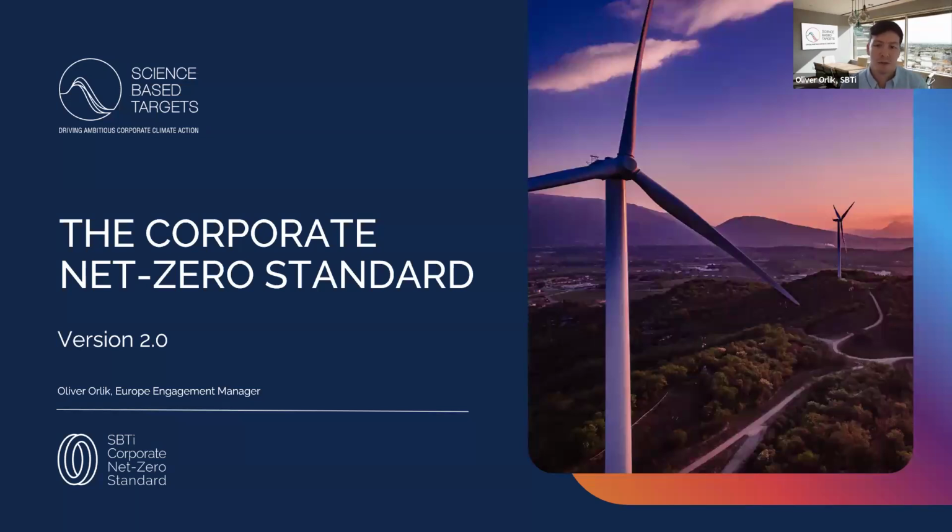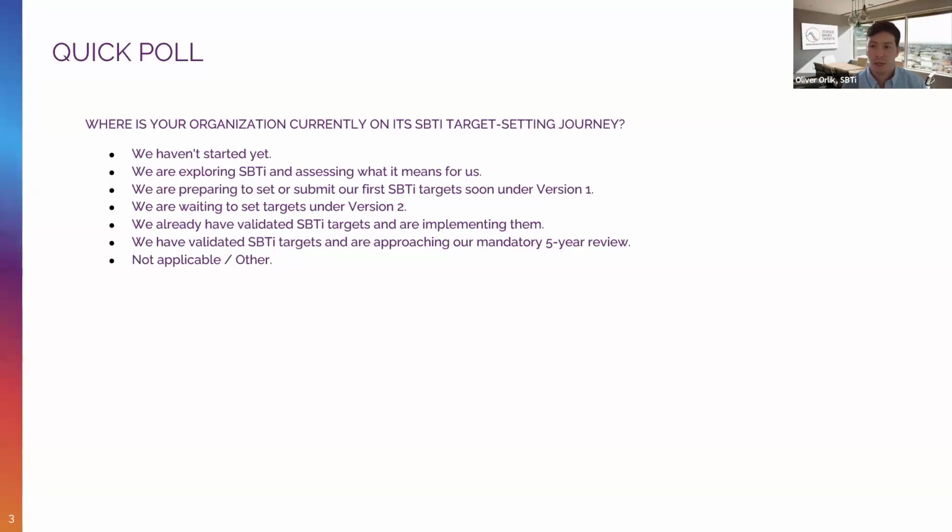And we've just launched the Corporate Net Zero Standard version 2 back in June. So that's the big conversation. And what I'm going to share today is really what that means, what the transition period looks like, how to set targets under Corporate Net Zero Standard version 2. And just to start to say that the most important shift in version 2 is around moving from ambition to action.